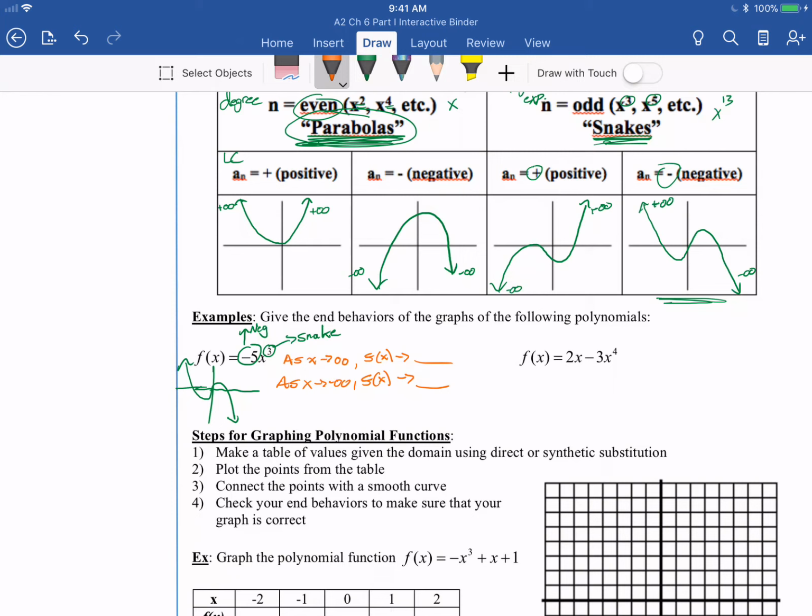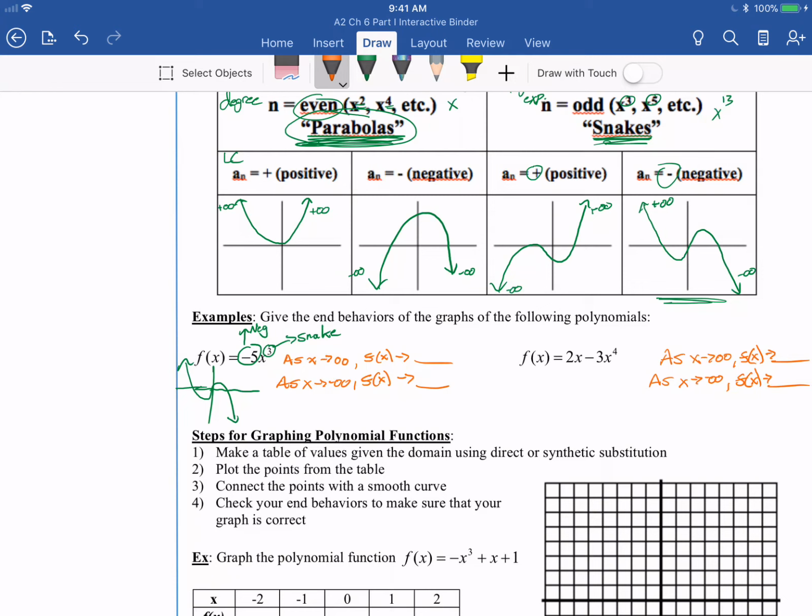All right, so I'm going to write that down here for both of these, save myself some time in the end. As x goes to positive infinity, f of x goes to blank, and as x goes to negative infinity, f of x goes to blank.